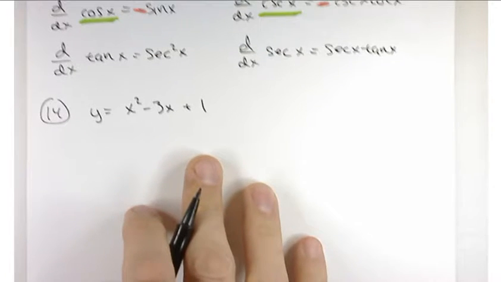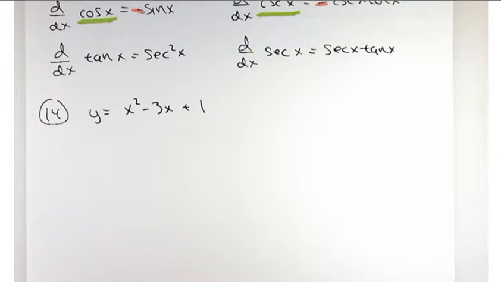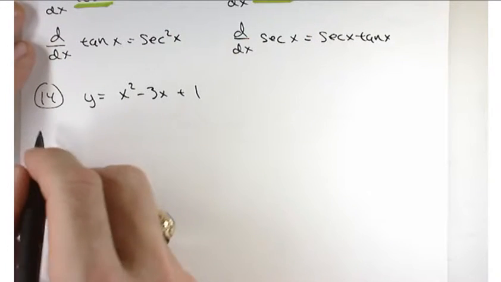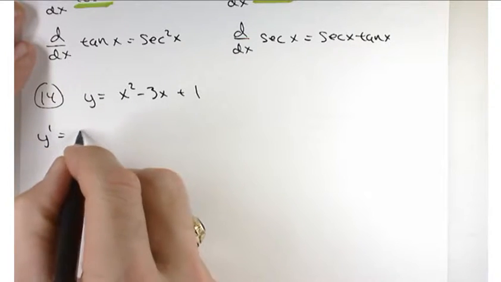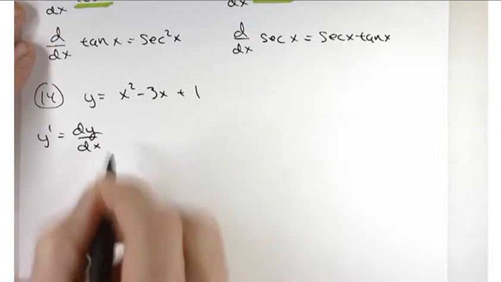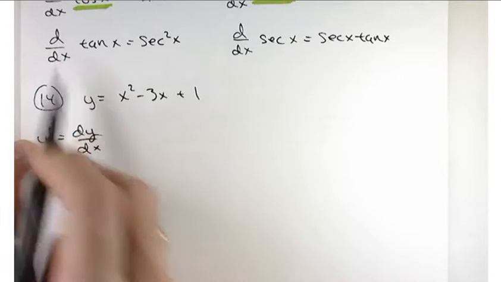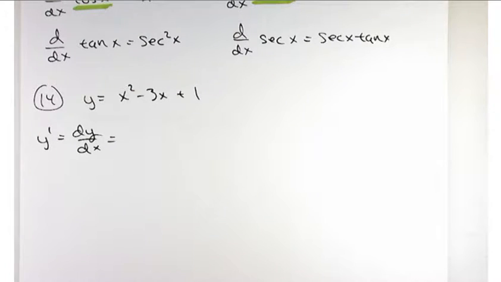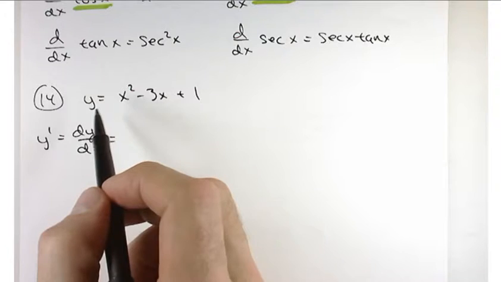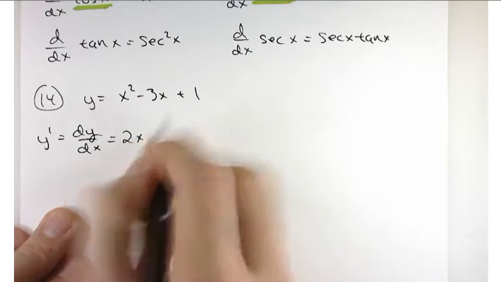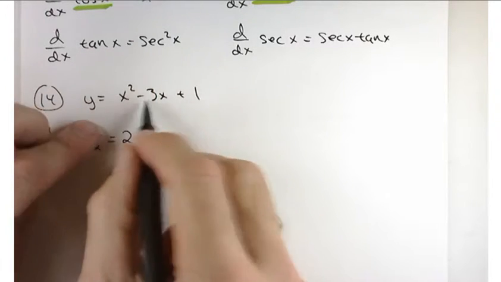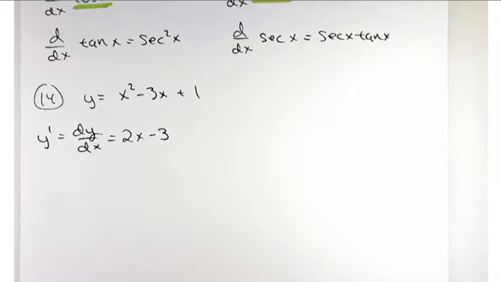We'll start with problem number 14. Now there's a couple different ways that we can denote the derivative here. And that's all we're trying to find is the derivative of this function. I could call this y prime, or I could call it dy by dx. Really just applying this differential operator to y. When I differentiate this, what do I get? What happens here? 2x minus, yeah, the derivative of x is 1, but it'll be 1 times that constant, so 2x minus 3. What's the derivative of 1? 0. Good, 0.